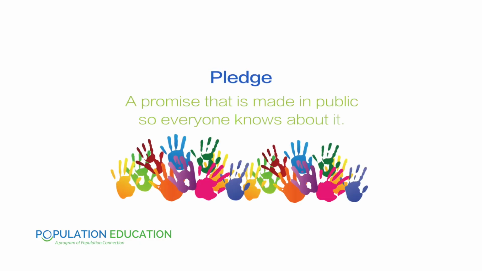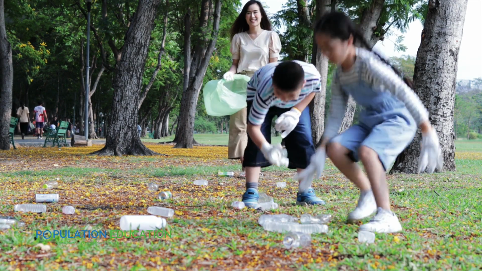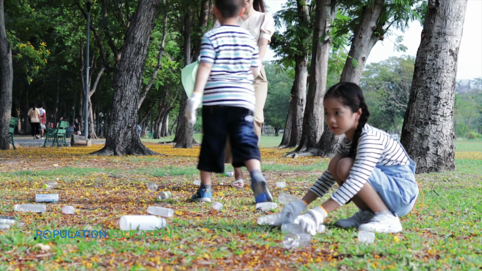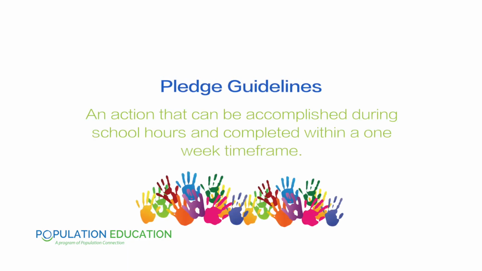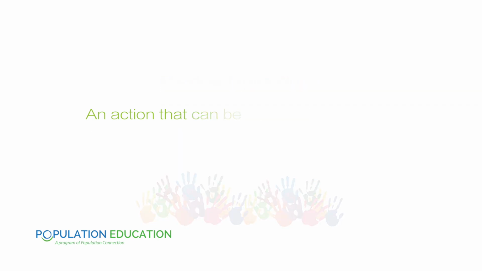Next, introduce students to the word pledge. A pledge is a promise made in public so that everyone knows about it. Explain that as a class, you will be making a pledge to do something to help the Earth. Using your brainstormed list, have students vote on what action they want to use for their class pledge. The pledge should be an action that can be accomplished during school hours and that students think they can do within a 1-week time frame. Once you've decided on a pledge, write it on the top of your poster board.